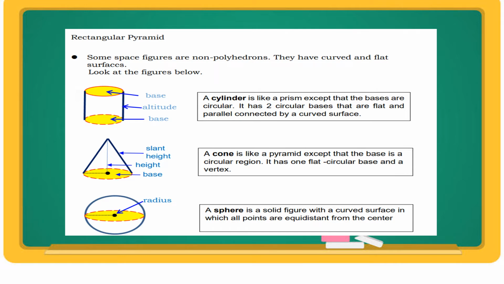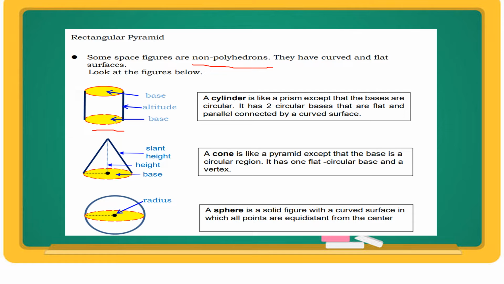Next, we have some space figures that are non-polyhedrons. They have curved and flat surfaces. So take a look at the figures below. Take note, children, these are non-polyhedrons. So we have an example here.